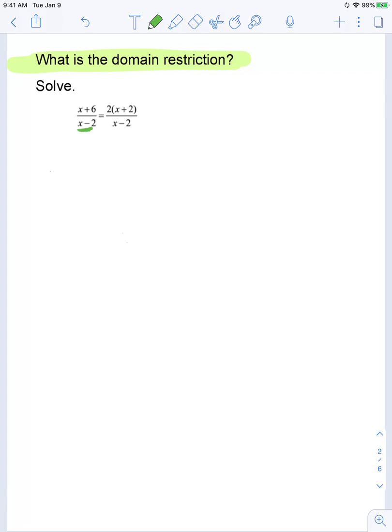Looking at our denominators, we know that the denominator cannot equal 0. So my domain restrictions would say that x minus 2 cannot equal 0, which means that x cannot equal 2. So my domain restriction is x cannot equal 2.